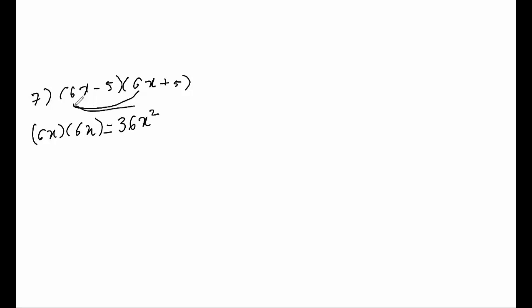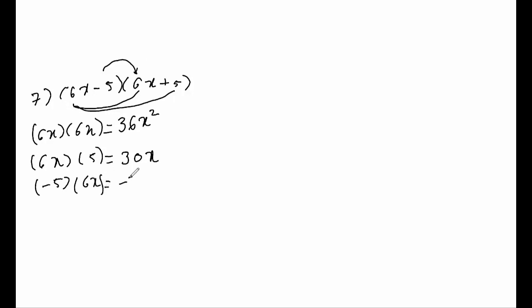Then we have 6x times 5, and that will give us 30x. And then we have negative 5 times 6x, and that will give us negative 30x. And then finally we have negative 5 times 5 is equal to negative 25.